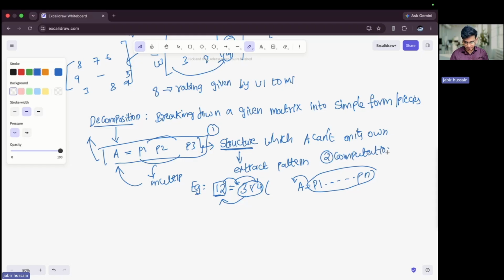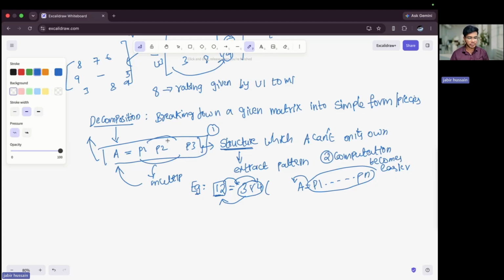Computation becomes easier. Okay, these are the two things we should keep in mind when we talk about decomposition. First, it reveals something that A can't directly reveal. A is a complex matrix, that's why it can't directly reveal. Number two, the computation becomes easier.